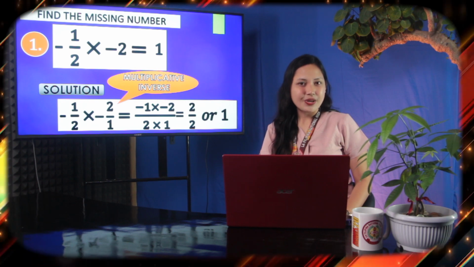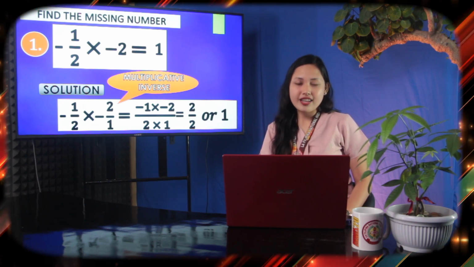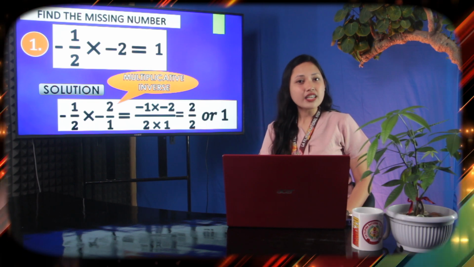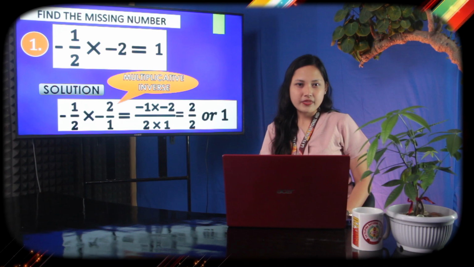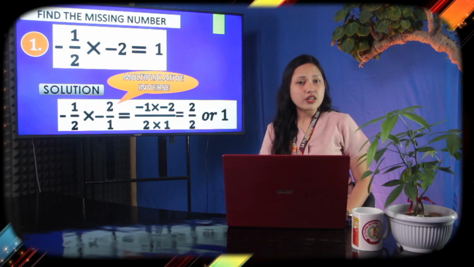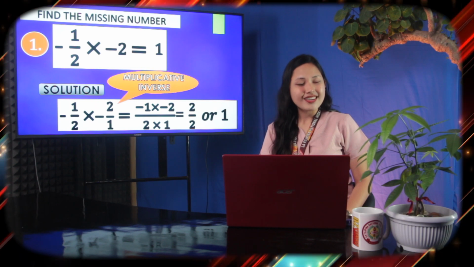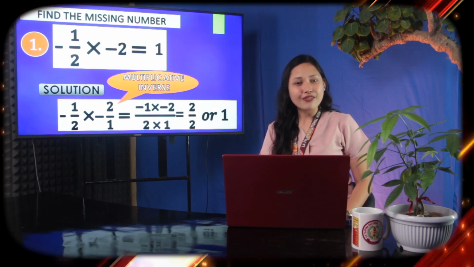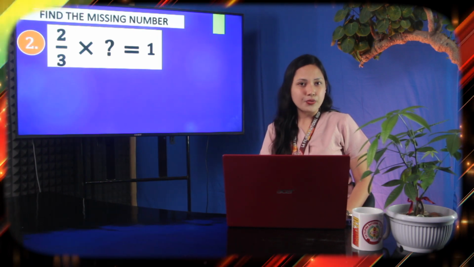Now, let's check the answer. Multiply the given numerators -1 and -2. So, -1 times -2 equals +2. Then, multiply the given denominators, which are 2 and 1. So, 2 times 1 equals 2. So, we have 2 over 2 or 1. Now, let's proceed to number 2.